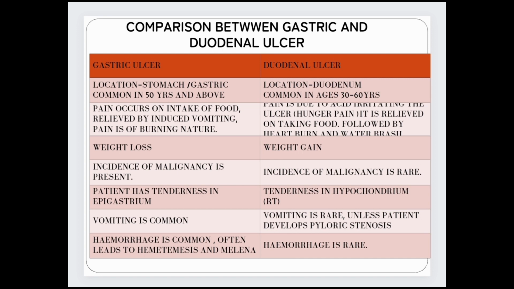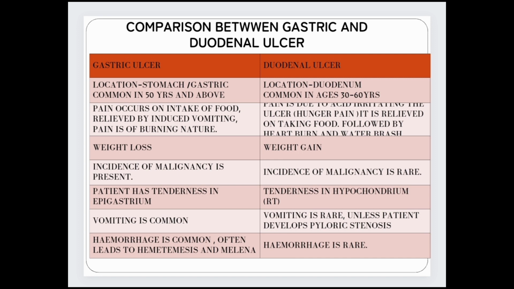In gastric ulcer, there is weight loss. In duodenal ulcer, there is weight gain. In gastric ulcer, incidence of malignancy is present, and in duodenal ulcer, it is rare. A gastric ulcer patient has tenderness in the epigastrium, while a duodenal ulcer patient has tenderness in the right hypochondrium. In gastric ulcer, vomiting is common. In duodenal ulcer, vomiting is rare unless the patient develops pyloric stenosis.